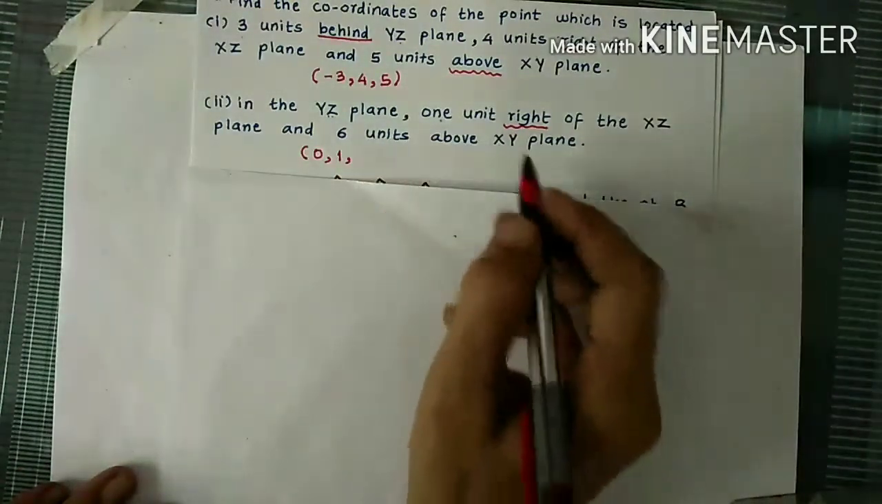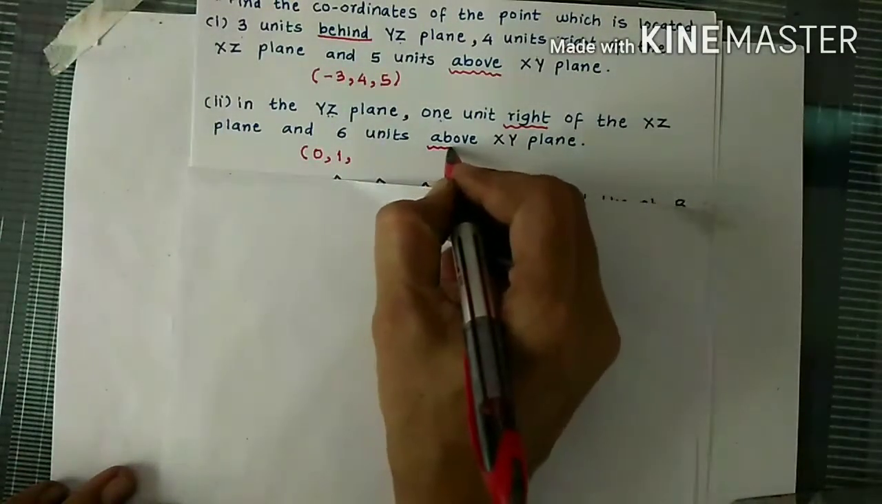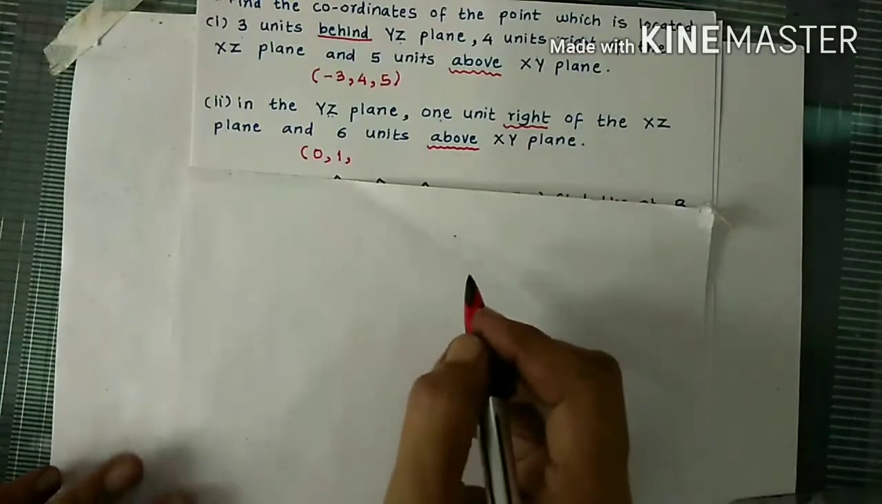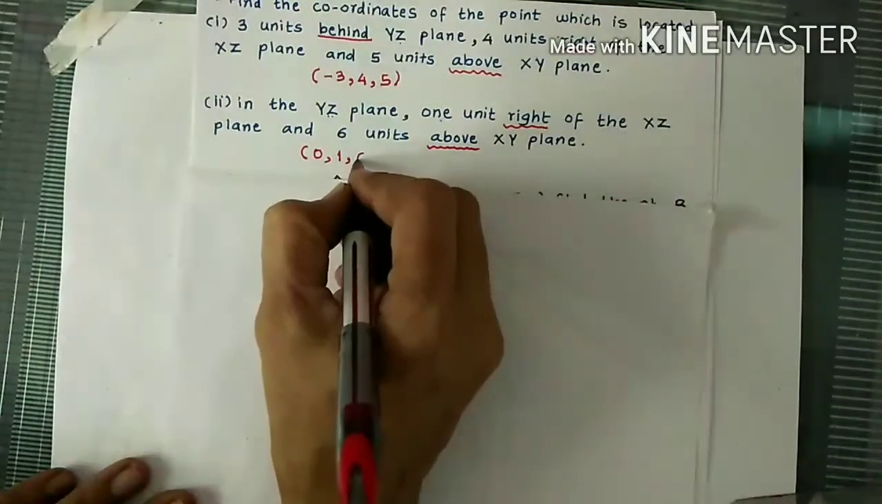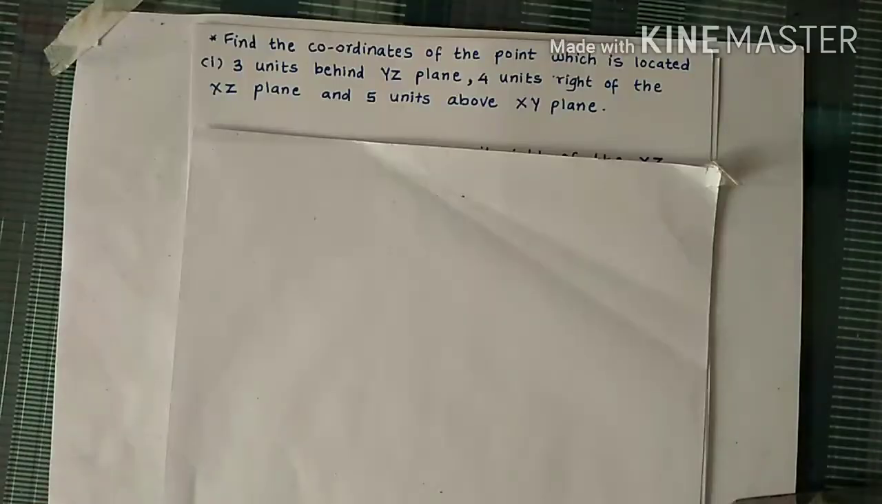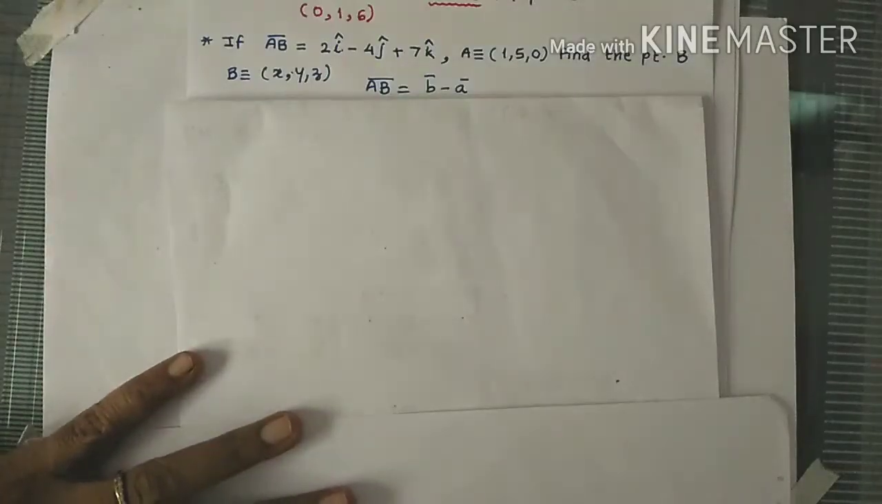6 units above xy plane. Distance of point from xy plane is z coordinate, and above means positive. So its coordinates are 0, 1, 6. Now consider this question. AB bar is given 2i minus 4j plus 7k. A is given 1, 5, 0. Find the point B.